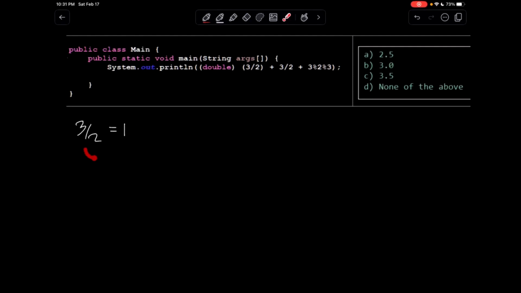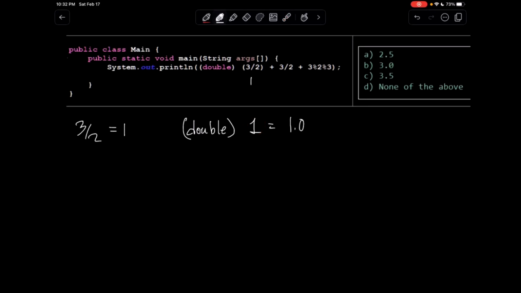Integer division should always result in another integer unless you decide to divide by 0, and then that's its own set of problems. But here we just have 3/2, so we're going to get 1, right? So this guy right here is 1. But then when you do double of 1, you of course get 1.0, right? Just casting this integer into a double is all.